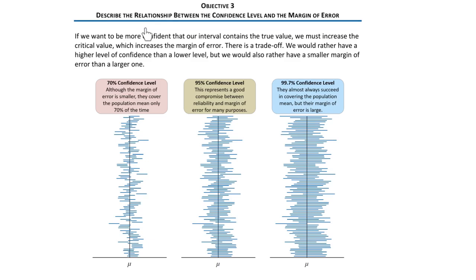Objective 3: describe the relationship between the confidence level and the margin of error. If we want to increase our confidence that an interval contains a true value, we must increase the critical value. This increases the margin of error, which makes the confidence interval wider. We would rather have a high level of confidence than a lower level. But we would also rather have a smaller margin of error than a larger one.